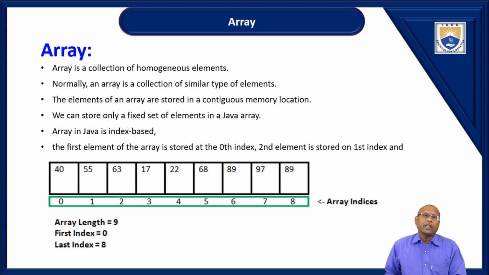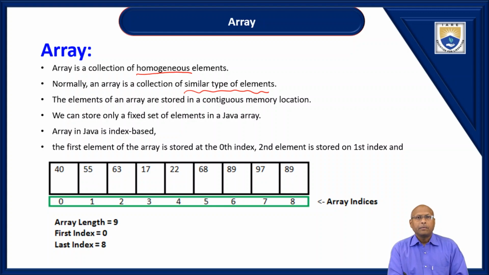First of all, you should know the definition of an array. An array is a collection of homogeneous elements. So underline the word homogeneous. Homogeneous means similar type. If it is integer, all the elements must be integer type only. If it is character, all must be character type. So the entire array should hold a similar kind of data. That is called homogeneous elements.